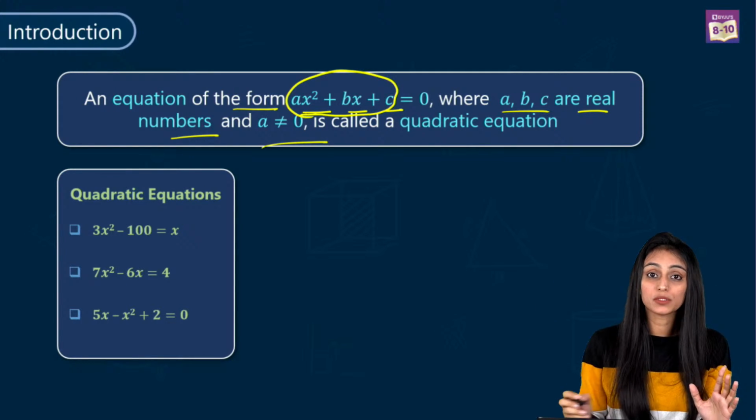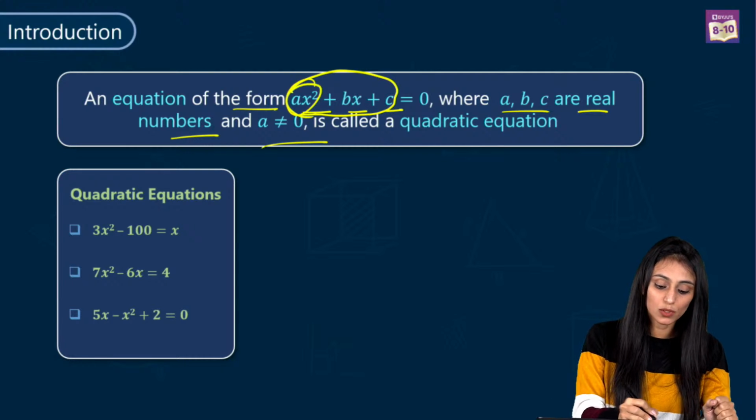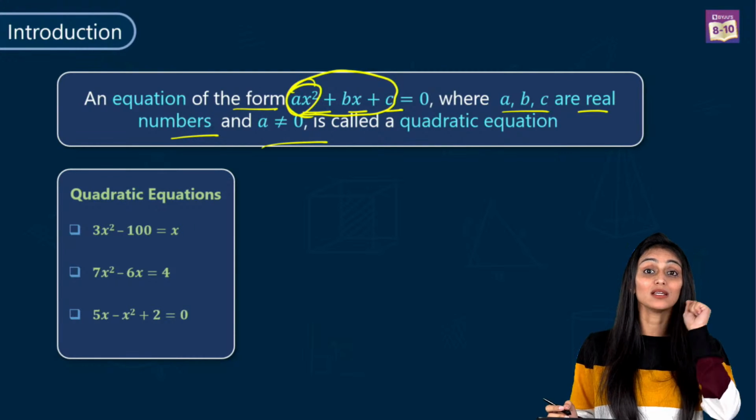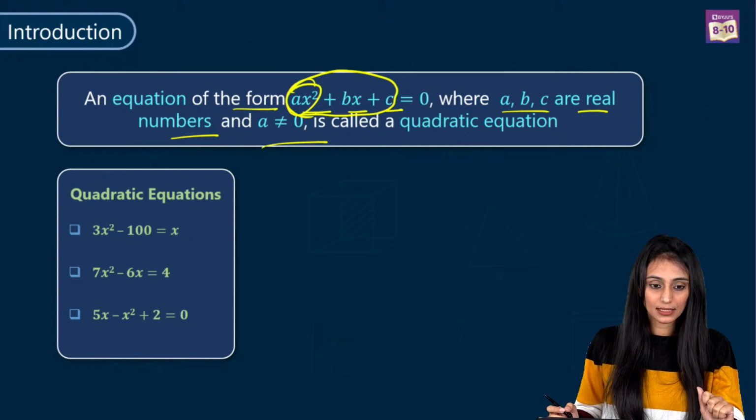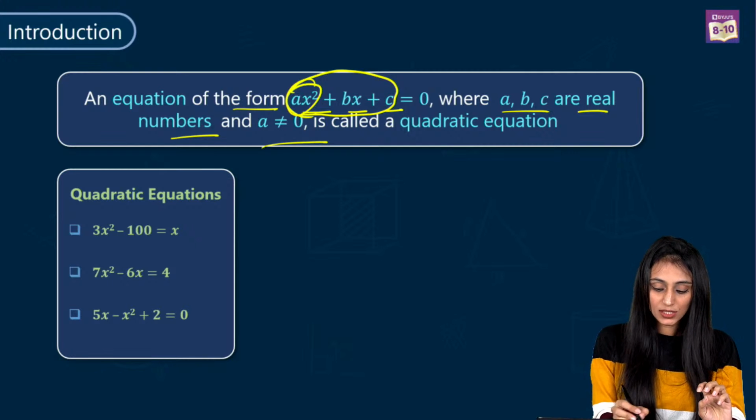But A cannot be equal to 0. This is what I just told you. If A is 0, this will no more be quadratic. Quadratic means the degree of the variable has to be 2. All right. Yes, Sachin, it is coming. Right. So this is a quadratic equation.